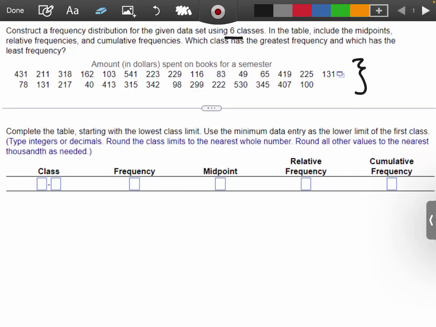Then there are also ways of looking at the count. So we have frequency, relative frequency, and cumulative frequency. So let's explore all of that.